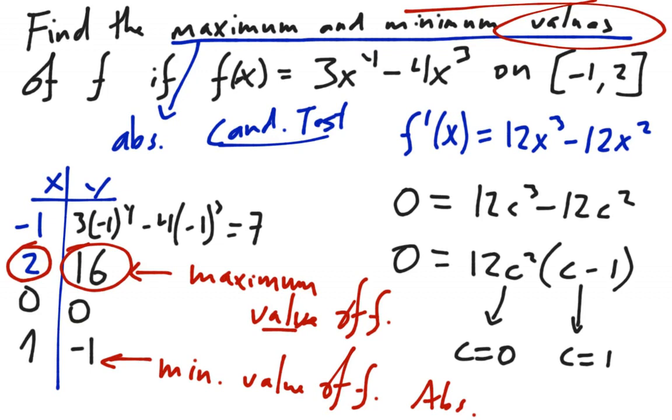Just want to point something out here. We did have two critical numbers. We had c equals 1 and c equals 0. But with c equals 0, we did not get an extrema because that can happen. Okay, it's okay for that to happen like that.